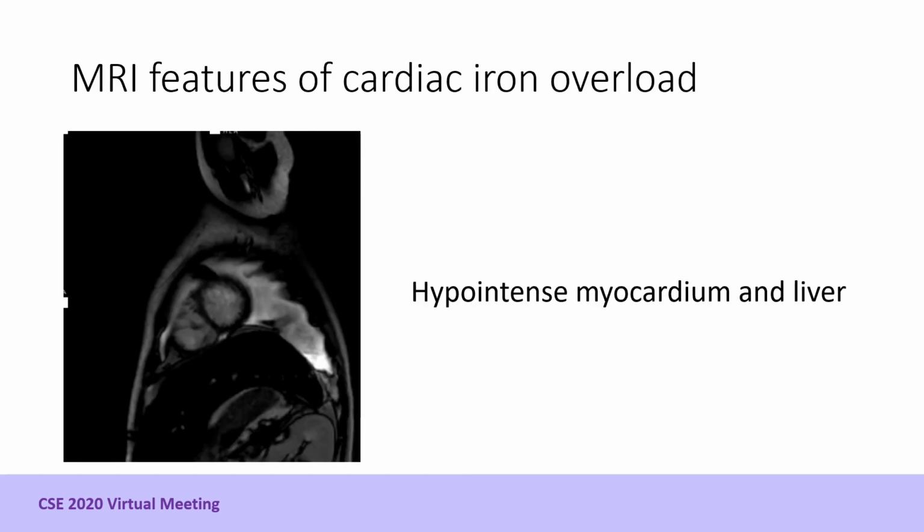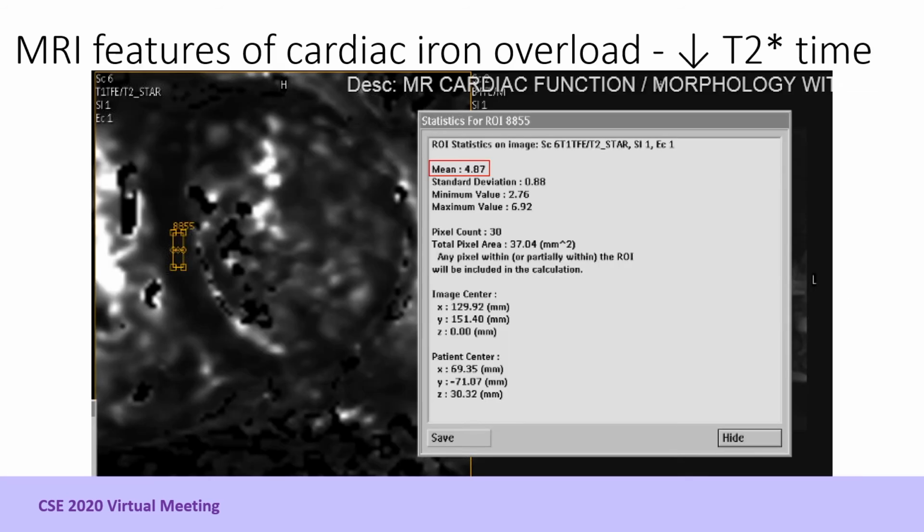Many of the MRI features of cardiac iron overload can be explained by the ferromagnetic properties of the iron that has deposited in the myocardium. So here on this SSFP sequence, the myocardium and liver appear hypointense. The T2 star time can be used to quantitate the amount of iron in the myocardium. Here on a midventricular slice, region of interest has been drawn on the septum, and the mean T2 star time is about 5 milliseconds, which is significantly abnormal and would suggest that this patient has significant cardiac iron overload.